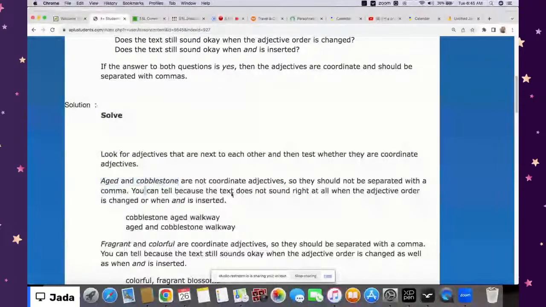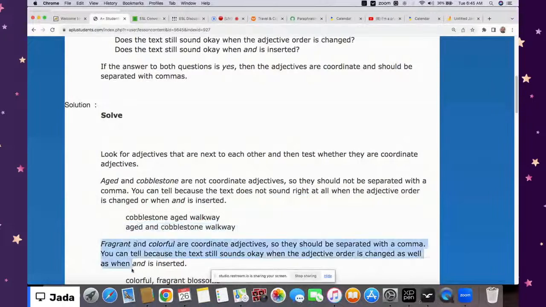You can tell because the text does not sound right at all when the adjective order is changed. So when you put a comma, does it make sense? Or maybe when you change the sentence, does it make sense? When you change the adjective order, does it make sense?